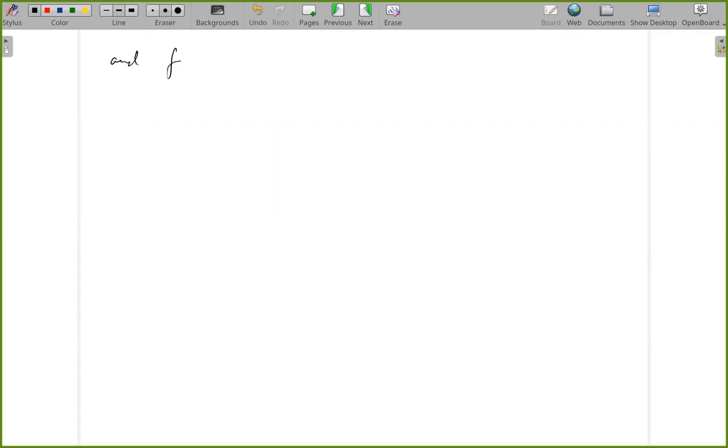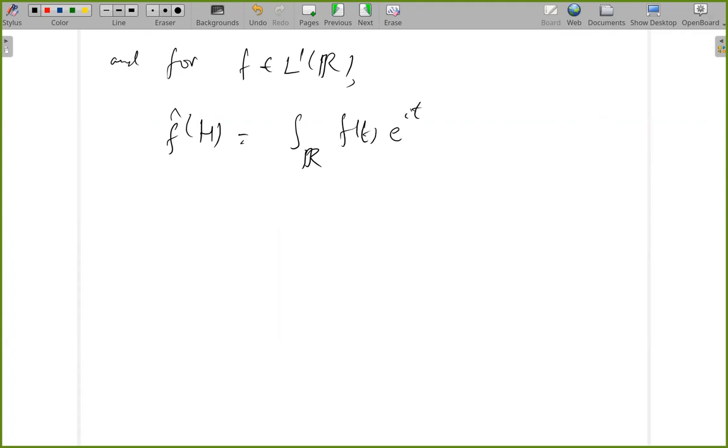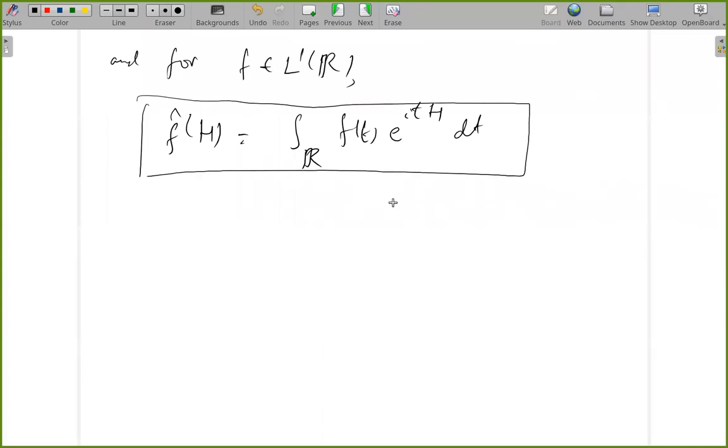And so there's still one more part. For f in L1 of R, you have f hat of H is equal to the integral of f of t e to the itH dt. So it looks like a Fourier transform. In fact, a version of the Fourier transform.